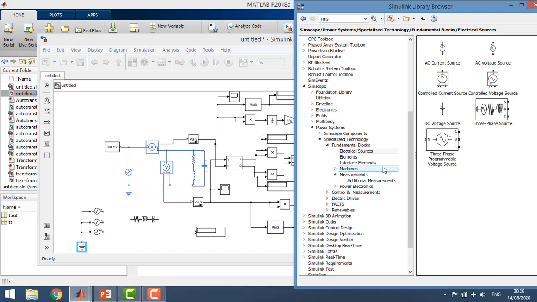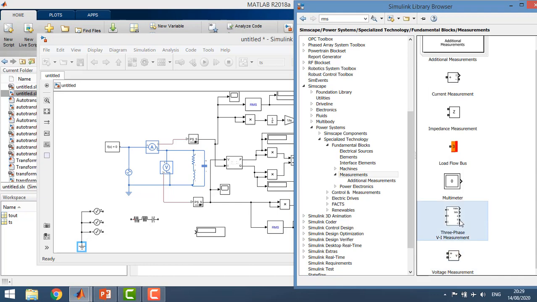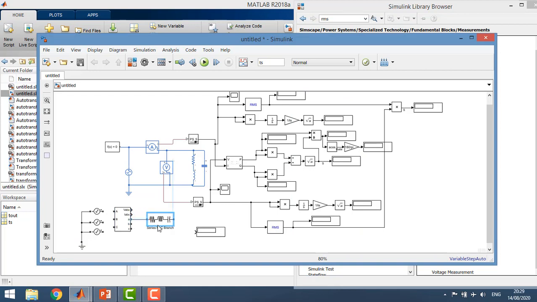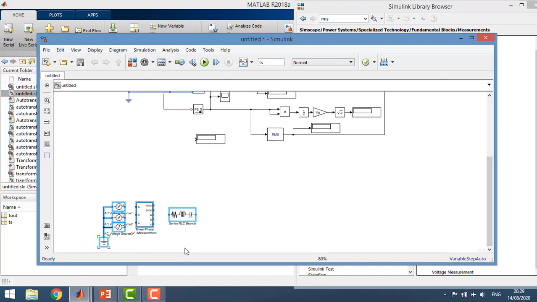Right. For the measurement, we can use one of the single-phase components, either current or voltage measurement, or we can use a three-phase volt ampere measurement. I guess we need to make some room for the three-phase model. Okay, so we have two choices.